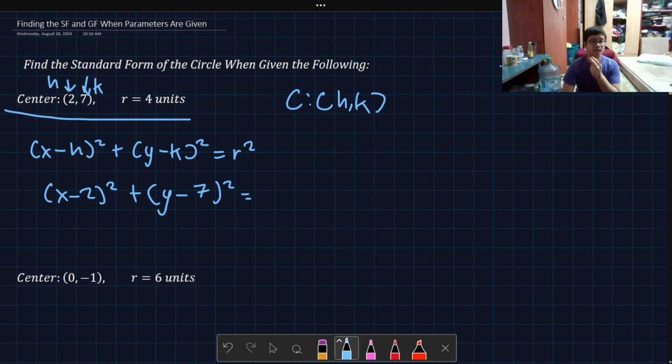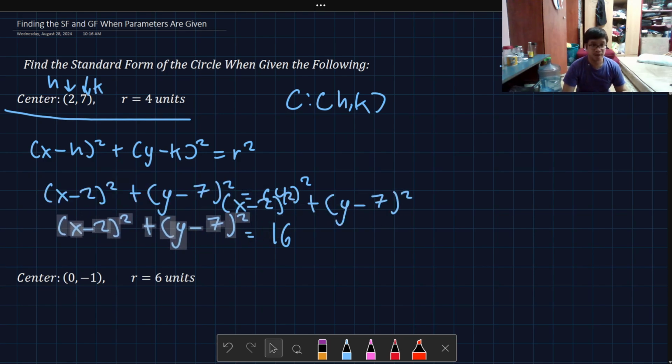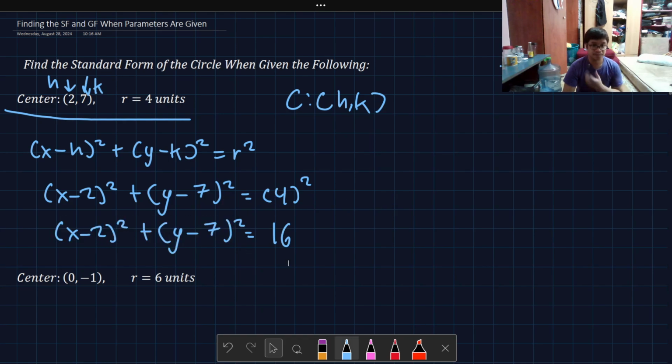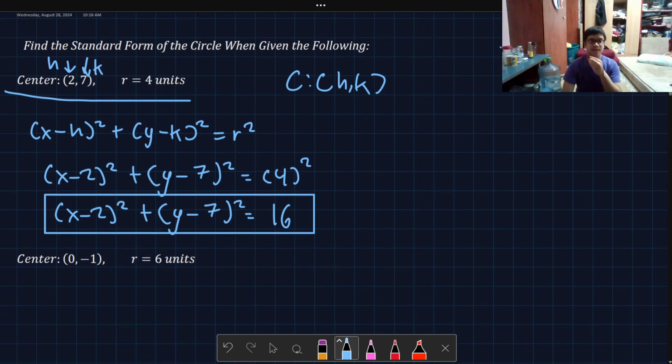Then here we have the length of radius, which is 4 units, right? So what are we going to do? We're just going to substitute it to the r squared. So we will have 4 squared. So what would be the result then if we're going to square 4? So we will have 16. So let me just copy this one, and that will be your final answer. And that's it. That's how easy it is actually, right? That's it. Now, how about for the second example?